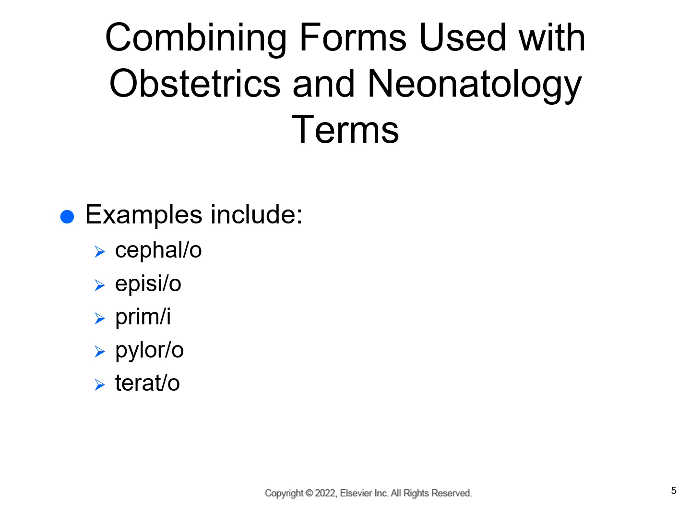Some additional combining forms include cephalo, which means pertaining to the head, episio, which means pertaining to the vulva, such as in an episiotomy, which we'll see in a few slides. Primi means first. Pyloro refers to the pylorus of the stomach, where the stomach connects into the intestines. And terato is literally translated as monster. However, in terms containing terato relating to obstetrics, terato refers to malformations or abnormal development, such as birth defects.